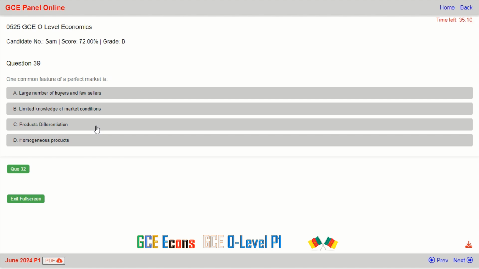One common feature of a perfect market is, so in a perfect market, you have large number of buyers and large number of sellers. So A is not correct. Limited knowledge of market conditions. This one is not good too. Product differentiation. Nope. We have homogeneous products. Well, okay. Let's take the answer and see. Alright, the natural increase in population occurs when? Naturally, when birth rate exceeds death rate. That naturally occurs when birth rate exceeds death rate.